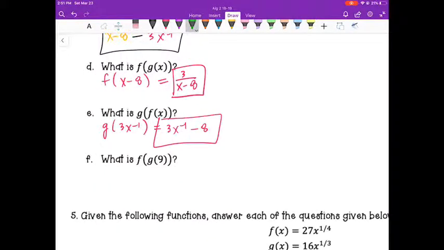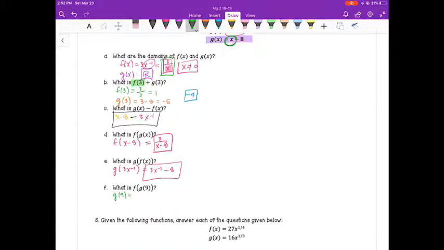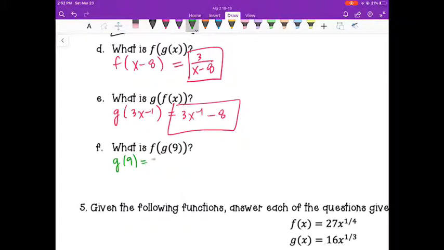And lastly, what is f of g of 9? Well, we first want to figure out what g of 9 is. So that's going to mean that we are going to take 9 and we're going to subtract 8. That leaves us with 1. There we go. So that means that I want to find f of g of 9, which we just said was 1. So I'm finding f of 1. So I'm going to take 3 divided by 1. That gives me 3 for my final answer.